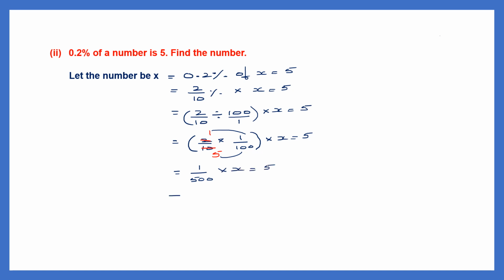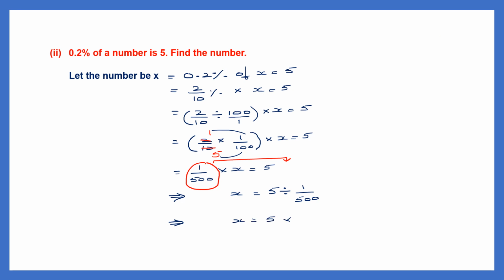Now to find the value of x. So x is equal to 5 on the right hand side. We'll leave it as it is. And on the left we have 1/500 which we will transpose to the right hand side. And because it's multiplication, when it comes to the right it becomes division. Divided by 1/500. So now let's work this out. x is equal to 5.